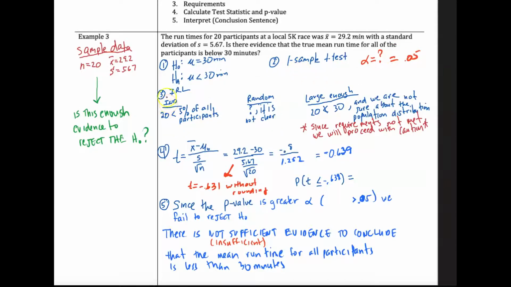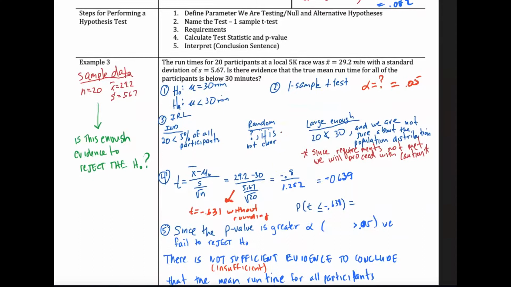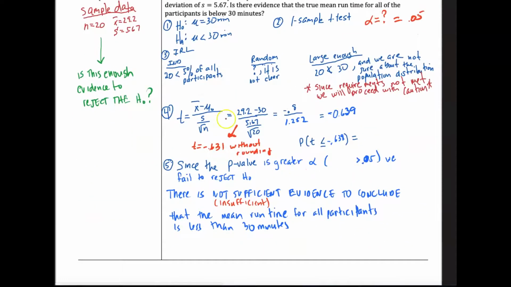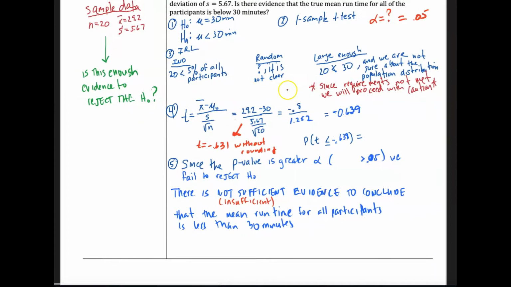So, one sample t-test: is it independent, random, large enough? We would assume 20 is less than 5% of all the participants, the run times for the participants. It doesn't say it was randomly selected, so it's not clear that it's random. We want to assume, but we would have to be very cautious about the results if we don't know this data was collected randomly. And is the sample large enough? It's not greater than 30, so we're not sure about the distribution of the population. Since these requirements are not met, we will proceed with caution, meaning that we'll do the calculations, but we're not sure that we've met the requirements. We would have to get more information about that data and how it was collected. Ideally we would want the conditions to be met.